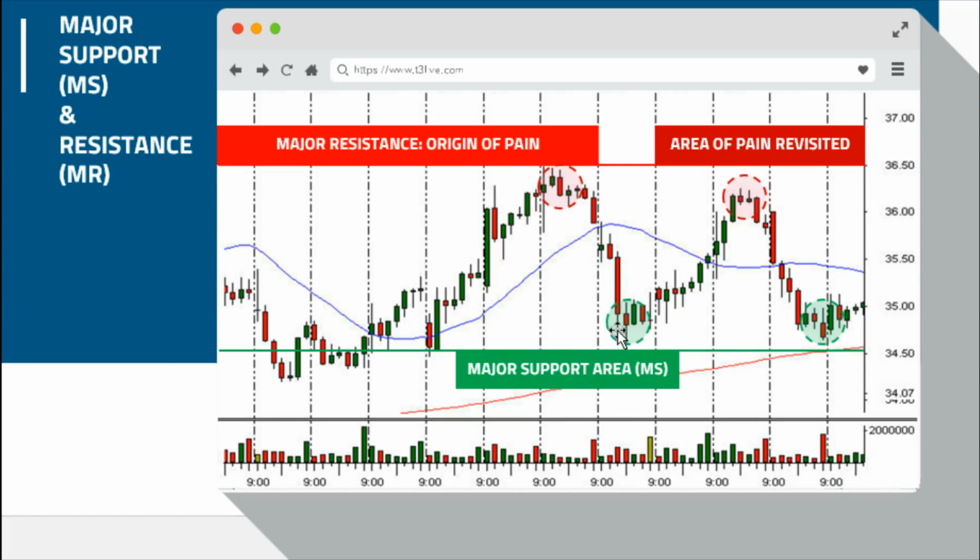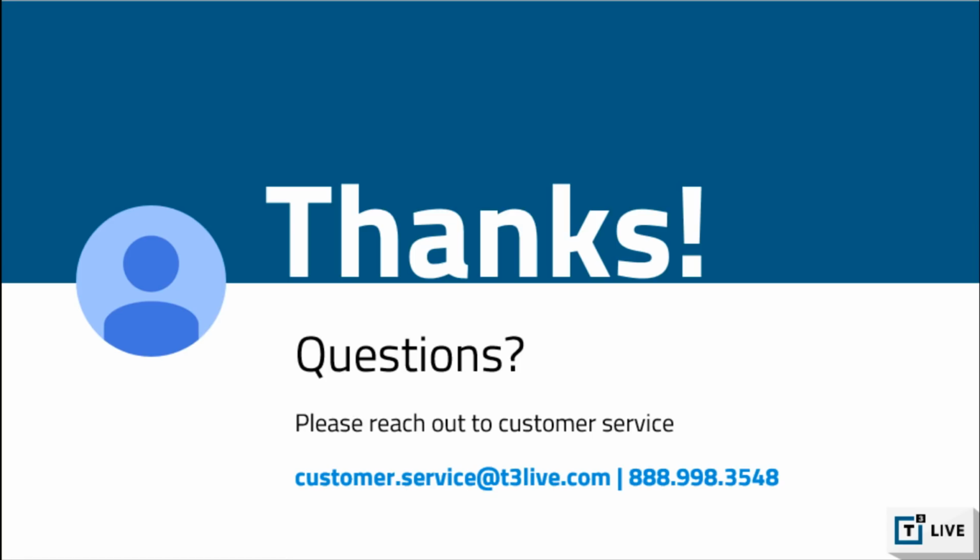Why? Because we had a multi-bar rally with wide range bars towards the top, which is indicative that the stock is perhaps running out of demand. And we got 2 narrow range bars with a COG bar also. So that's major resistance. Origin of pain, area of pain is revisited. Major support, origin of whatever, the opposite of pain, happiness, because the traders got rewarded. Rewarded traders look to repeat their actions.